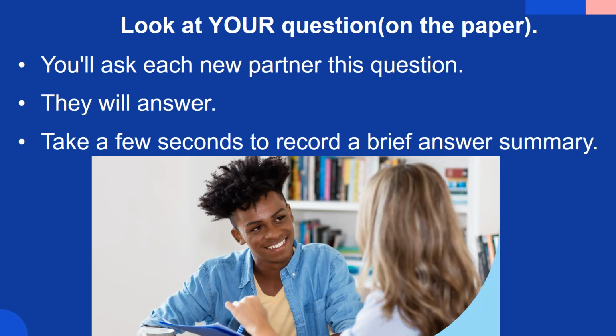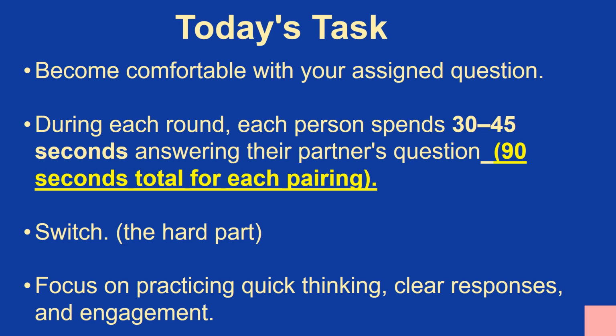So, back to you. Let's look at your question. It's on your paper. You're going to ask every single person that you talk to this question. They're going to answer, and you'll be given a few seconds between partners to jot down what they really said. So, today I want you to become comfortable with your assigned question. After all, it's the only one you're going to ask. And during each round, each person will spend 30 to 45 seconds answering their partner's question. By the time both of you do this, that's 90 seconds. We'll get into switching the next part.